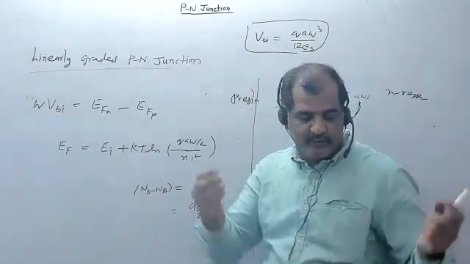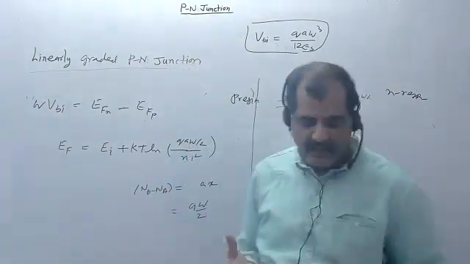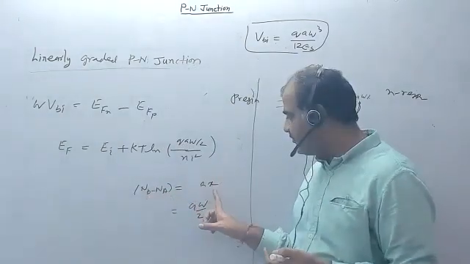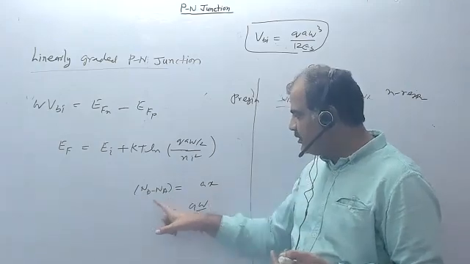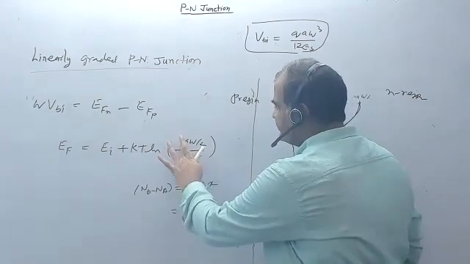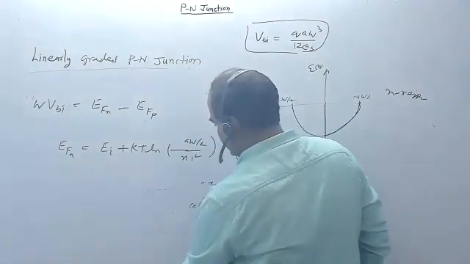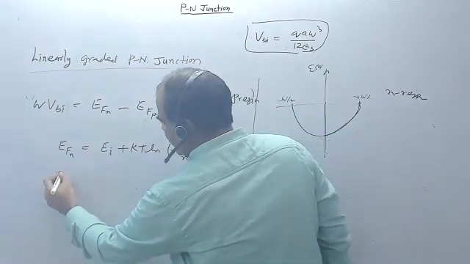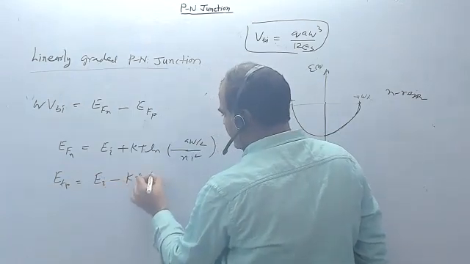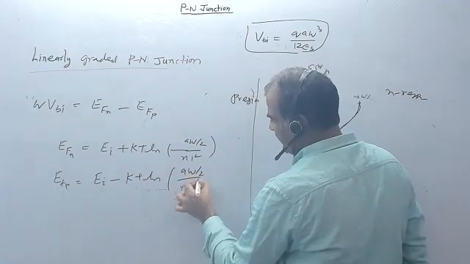जब हमको दोनों चीजें मिक्स होती हैं, वैसे मैंने बताया था कि ND minus NA है, तो इनका डिफरेंस ही लेंगे हम लोग हमेशा, that is AX, and at the boundary X is W by 2, so the ND minus NA is AW by 2. Okay, so I'm writing here AW by 2. Similarly, if I want to write EFP, that will be also EI minus KT ln same, okay, AW by 2 ni square.